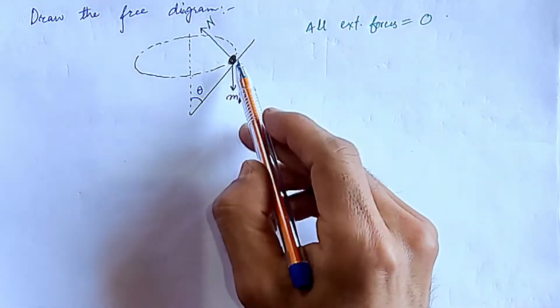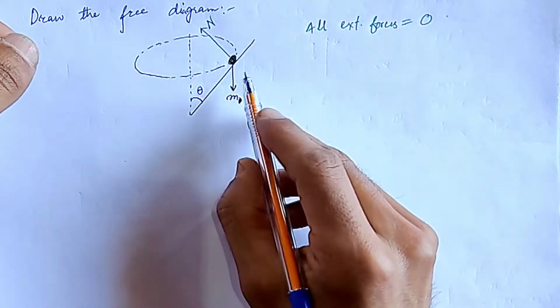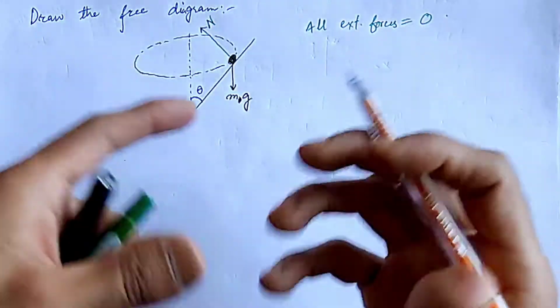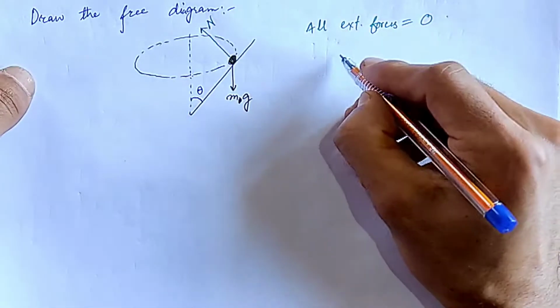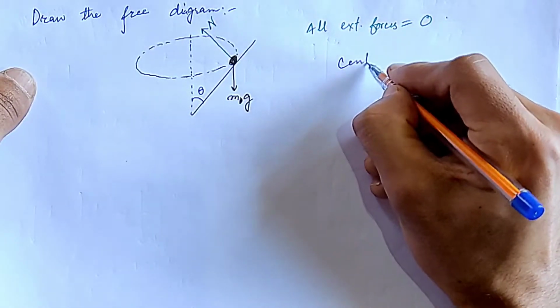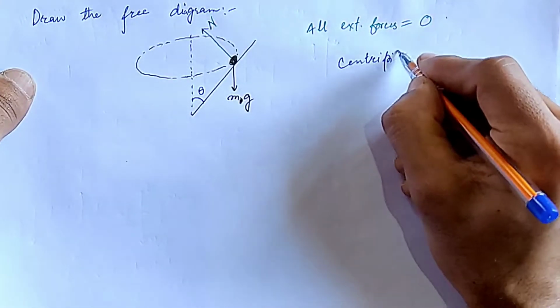So we have to divide it into the component form because we have to see which component contributes to the motion along the circular path. And to set a body in circular path, we need a central force, that is the centripetal force.